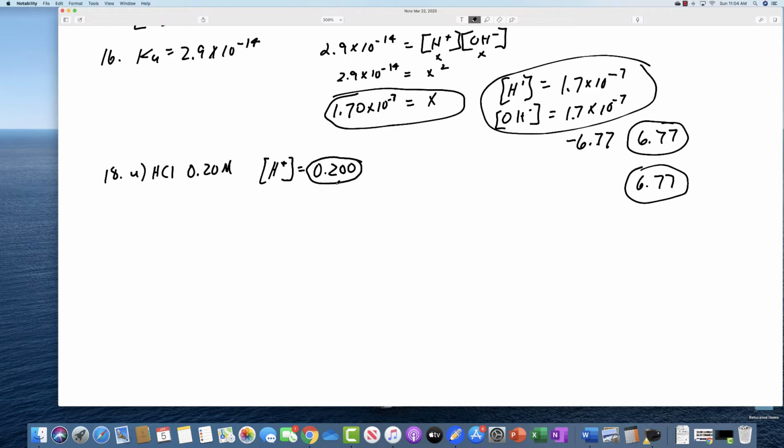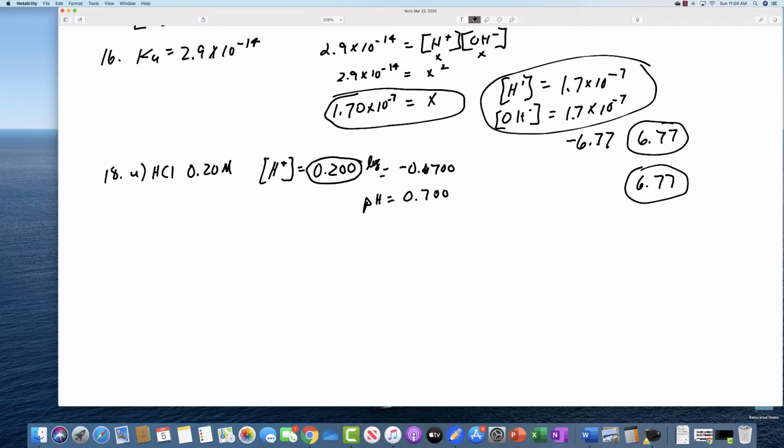If you put 0.2 in your calculator and do log to the base 10, you get minus 0.7, basically minus 0.700. And then it's the negative log, so it's 0.700. So the pH of this first solution is 0.700. The second part of this question is pOH.